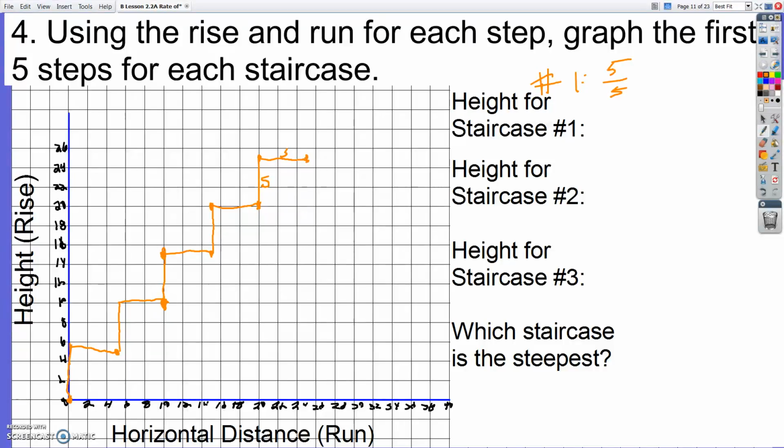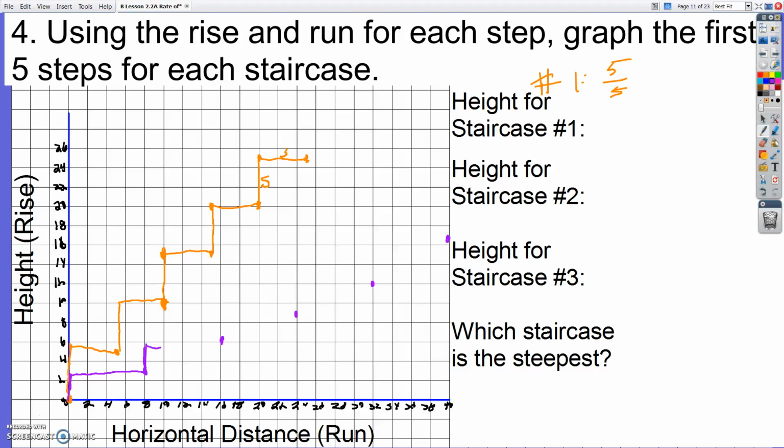Now the next one I'm going to look at is staircase 2. That went up 3 inches and over 8. So let's go ahead and do that in purple. So I'll go up 3 all the way over 8, up 3 all the way over 8, up 3 all the way over 8, so on and so forth. So when I finish my steps, if I go on up 3 again to 12, over 3 to 32, and up to 15, all the way over to 40.